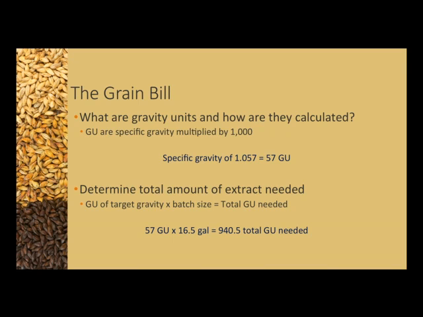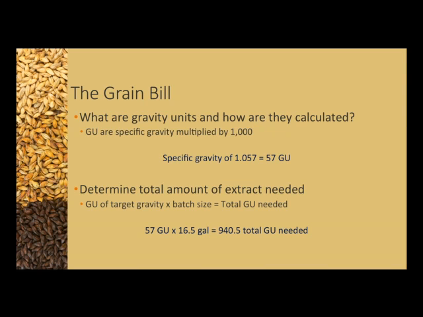Moving on to the grain bill. Before we can get into the detail of the grain bill calculation, we must first have an understanding of gravity units and how they are calculated. Gravity units, or GU, are simply a specific gravity multiplied by 1,000. The purpose of converting specific gravity to GUs is to make calculations easier to process. For example, a specific gravity of 1.057 is simply 57 GU.